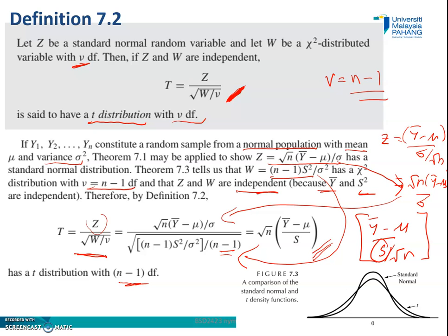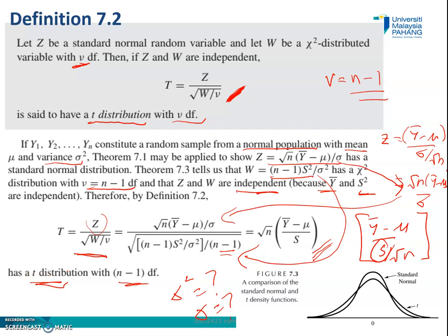So this one becomes a t distribution with n minus 1 degrees of freedom. So you can see that, in the previous one, you just applied the formula and used it. That means if you didn't know sigma square, sigma, then you will use this formula, and this formula will use the t distribution.